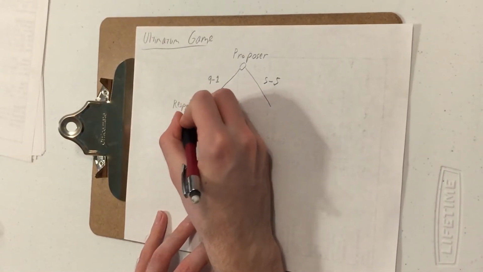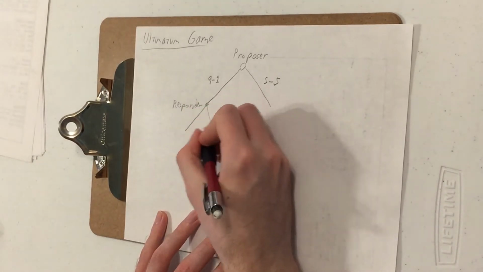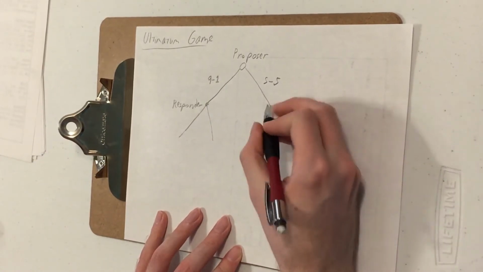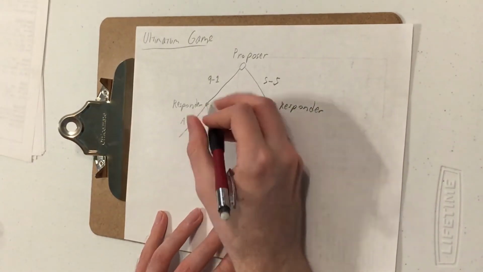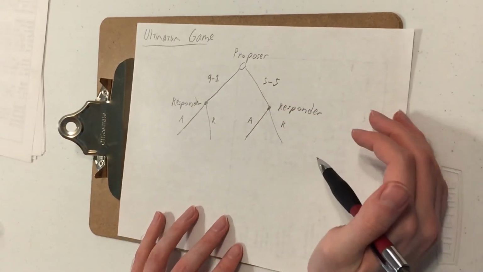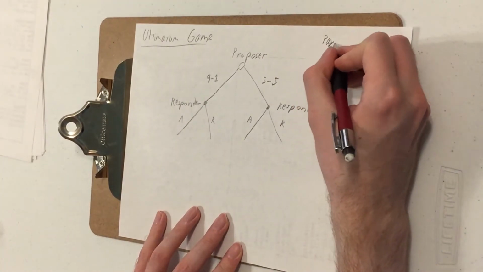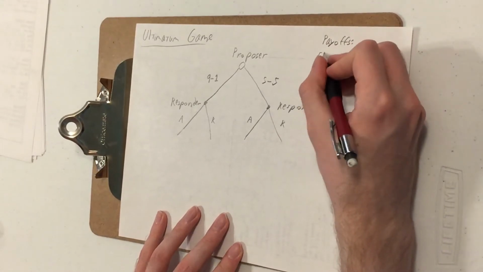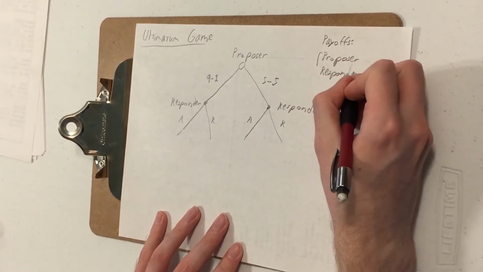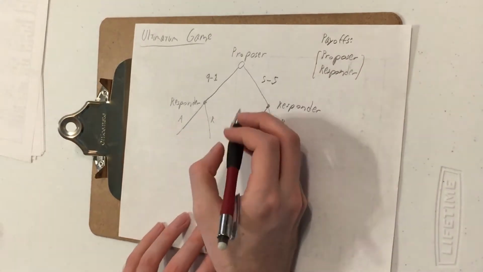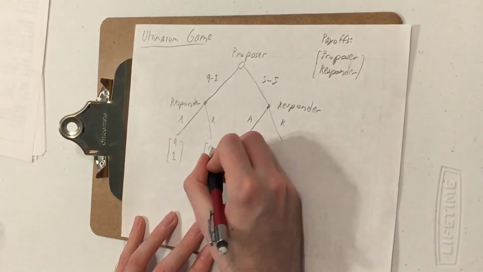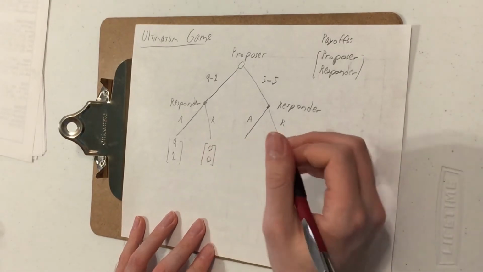The responder then decides what they want to do. They can accept or reject. So I'll use A for accept and R for reject. And the payoffs, let's put the payoffs as proposer first, then responder. So if 9-1 gets accepted, then proposer gets 9, responder gets 1. We've said if the offer is rejected, then both players get 0.